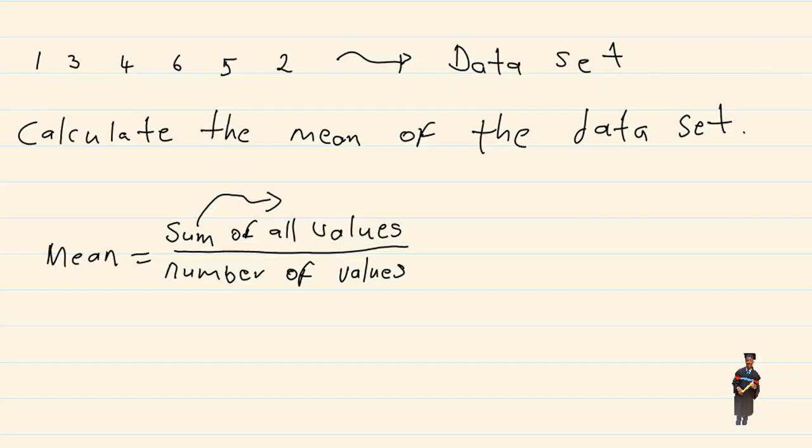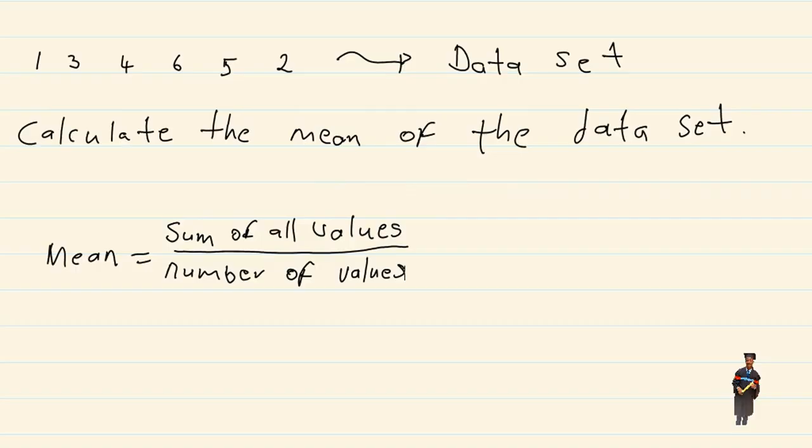Remember, sum simply means add to get the total. If we want the sum, it means that we want the total, and in order to get the total we have to add. Sum is like addition, so it says sum of all values. We have to add all the values and then divide by the number of the values that we have added.